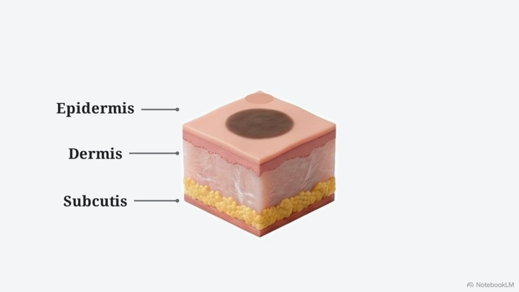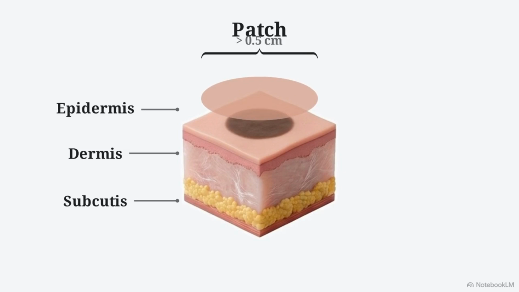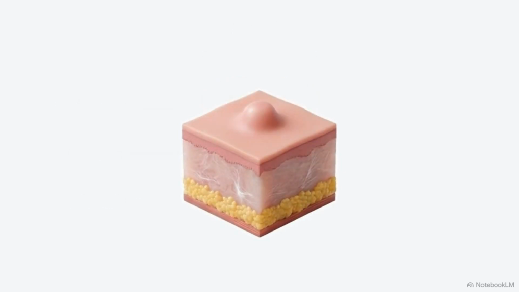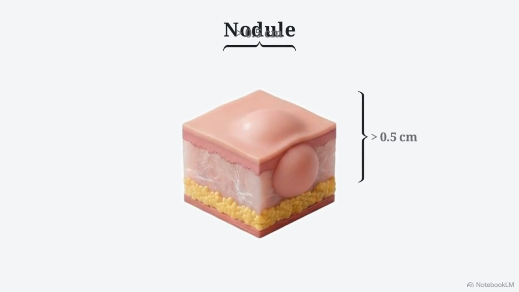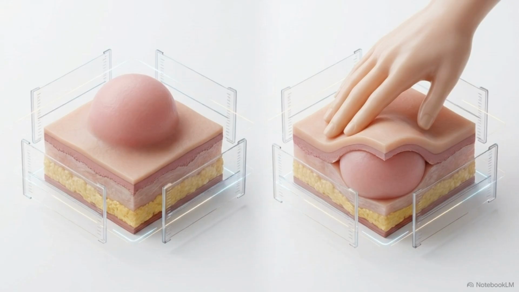First, we alter color with zero elevation. A flat area under ½ centimeter is a macule. Expanding beyond that boundary, it becomes a patch, as seen in vitiligo. We now introduce solid tissue elevation. A small solid elevation under ½ centimeter is a papule. Expanding laterally without substantial depth forms a plateau-like plaque. Expanding in both width and depth into the dermis forms a nodule.